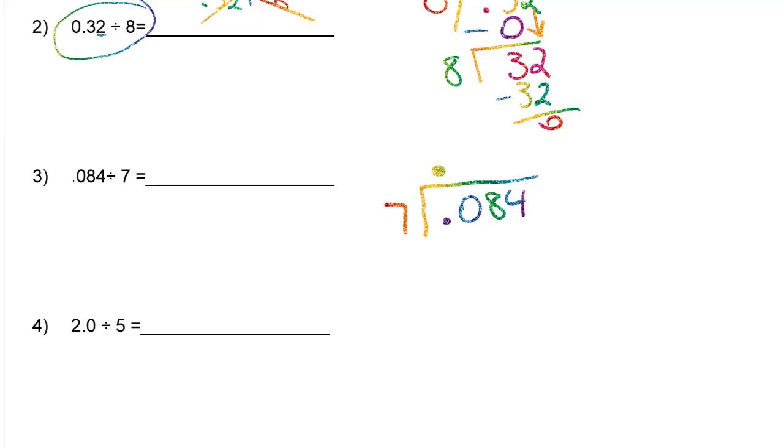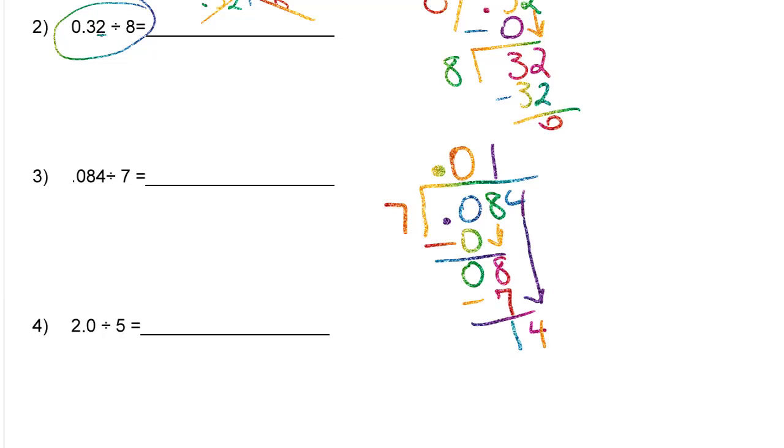Does 7 go into 0? Nope. So it goes into 0 times. 0 times 7 is still 0. Subtract. And it's still 0. Now I'm going to bring down that 8. Does 7 go into 8? Oh, yes, it does. It will go in 1 time. 1 times 7 is 7. Subtract. And I have 1 left over. And then I'm going to bring down this 4.